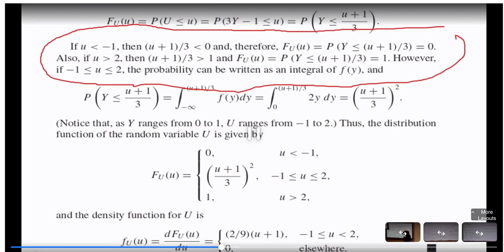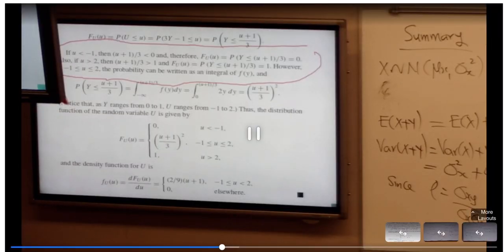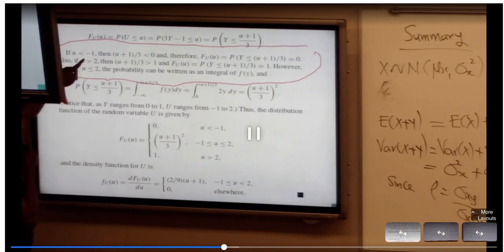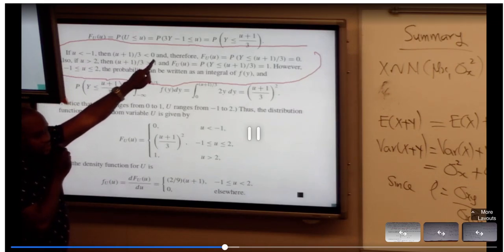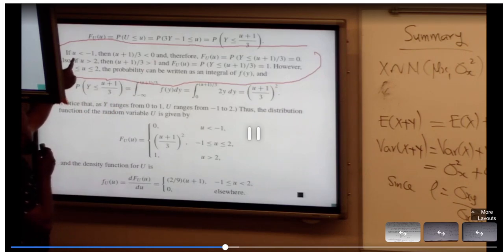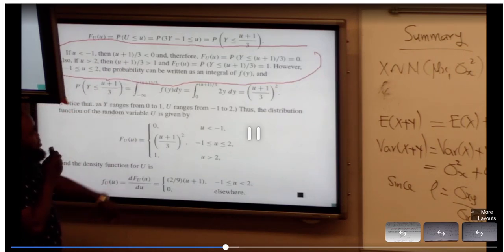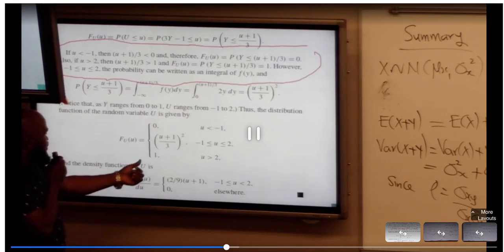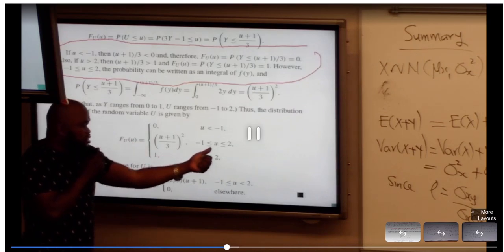So what I'm trying to tell the world right now is that if Y lies between 0 and 1, then U is actually going to lie between that. If you take a look at what you have from here, I said if U is less than -1, then (U plus 1) over 3 will be less than 0. I want you to take a look at that. So at the end of the day, I was able to define my U to be between this and this.